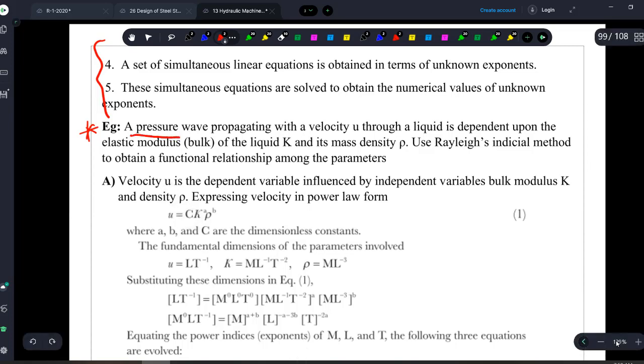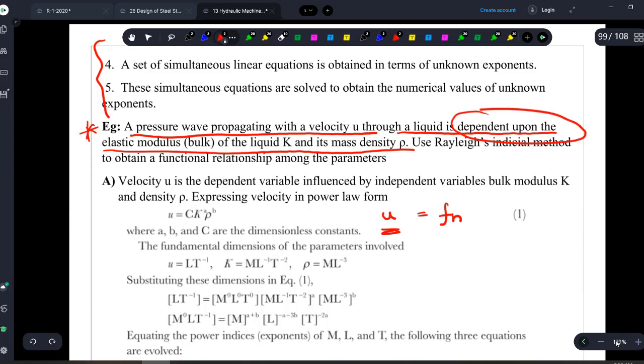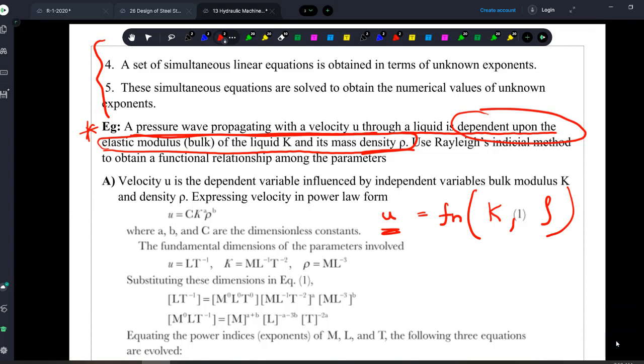So a pressure wave propagating with a velocity u, इसका velocity कुछ u है, through a liquid is dependent upon elastic modulus of liquid and its mass density. So he is saying the velocity of this pressure wave is a function of, clearly he is saying it is dependent upon elastic modulus of liquid and its mass density. So it is a function of modulus k and mass density. ये तो आपको समझ में आ गया ना.